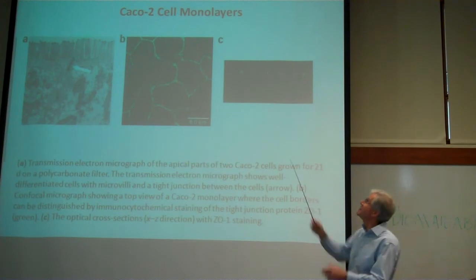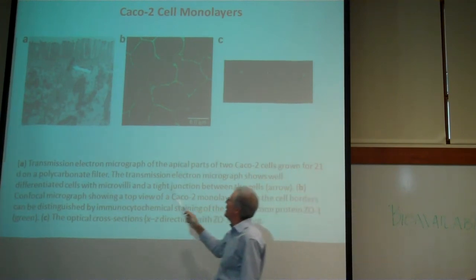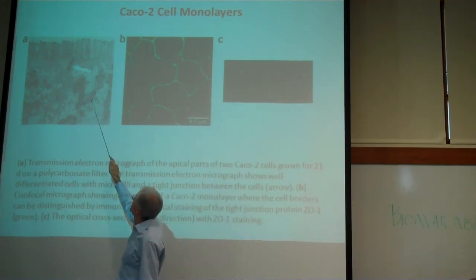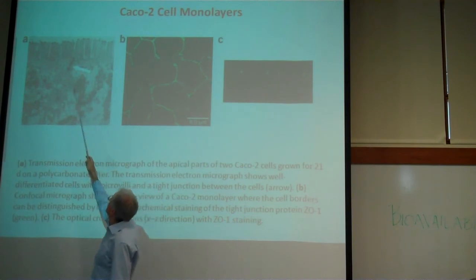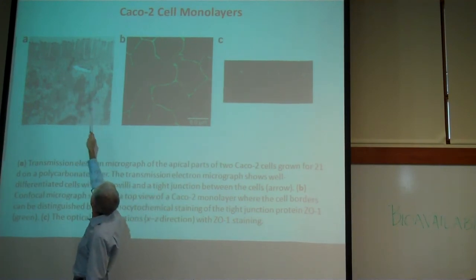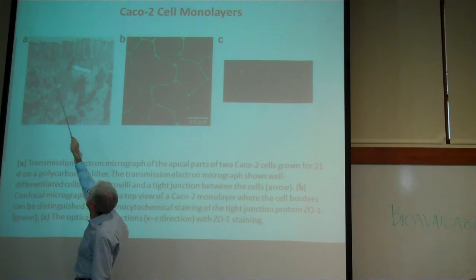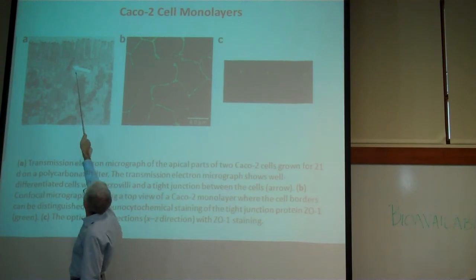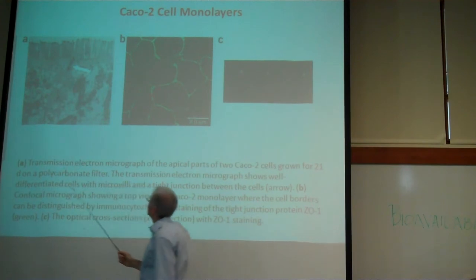And this is what the cell monolayers actually look like. Here's a transsection using an electron micrograph, and you can see one surface. You see these finger-like projections. This is known as the apical side, and this arrow is pointing to a tight junction between the cells.